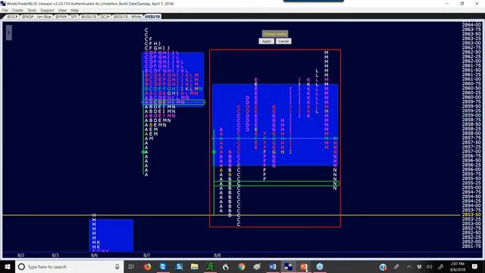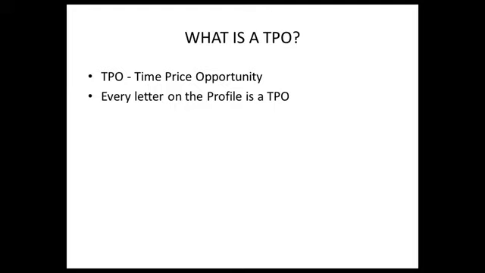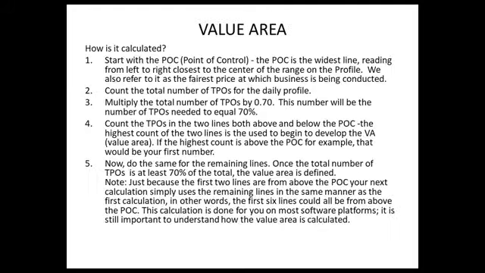What is a TPO? TPO stands for time, price, opportunity. In its simplest form, every single letter on the profile is a TPO. A TPO is a way that we count, it's a way that we measure things. You'll see that very shortly. Okay, let's go and take a look at the value area.